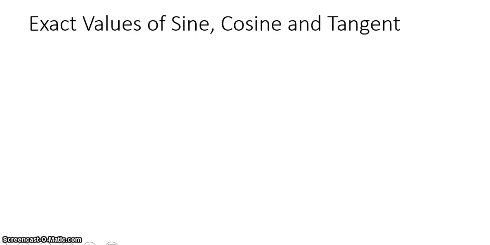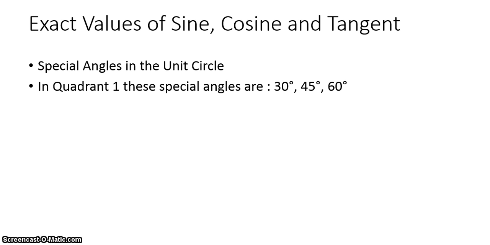Hi again everyone. Welcome to our third tutorial on circular functions, and in this session we're going to be looking at exact values of sine, cosine and tangent in the unit circle. These exact values are related to special angles in the unit circle, and in quadrant 1 these special angles are 30 degrees, 45 degrees and 60 degrees.